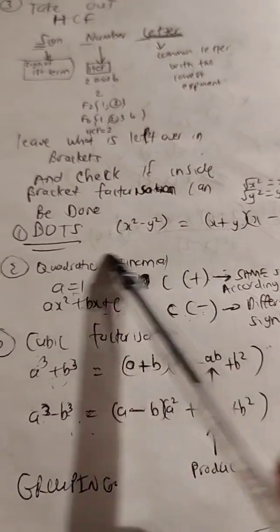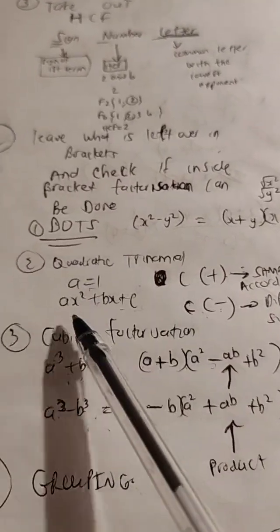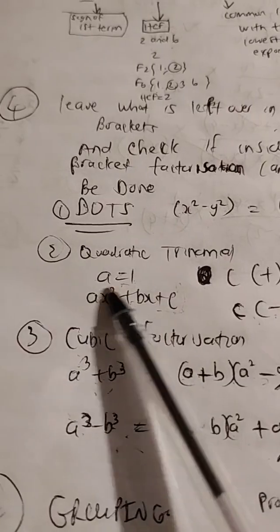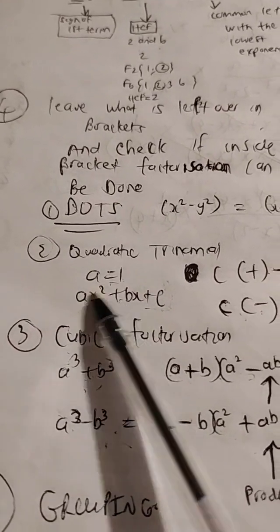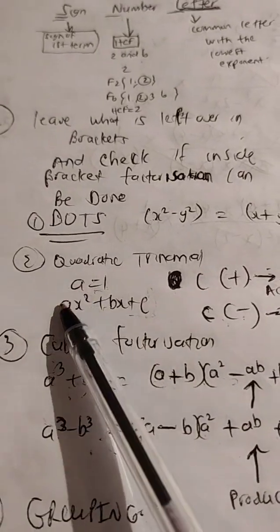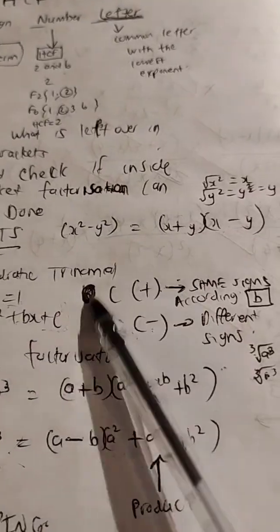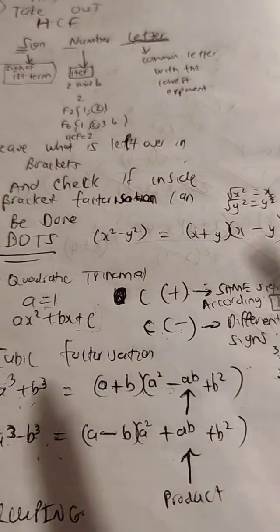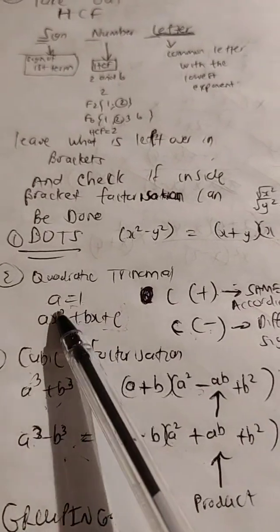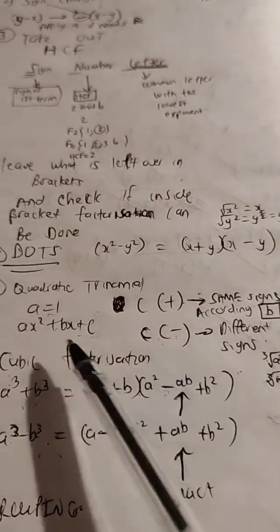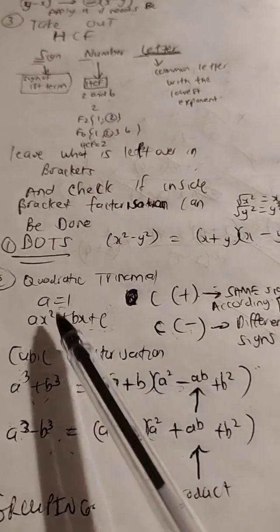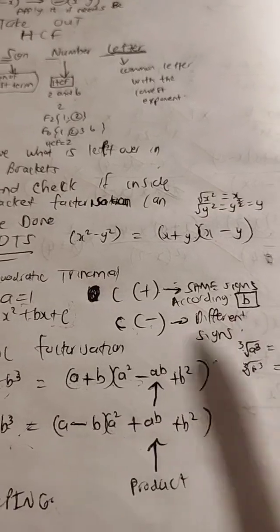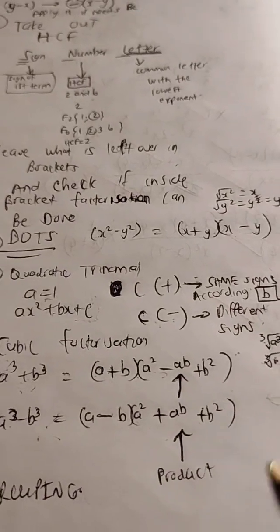Quadratic trinomial, when we are factorizing a quadratic trinomial, take note that a quadratic trinomial is an expression that has as its highest exponent for the variable a 2. So the x variable has the highest exponent as 2. If a is 1, all right, and our c value is positive, meaning the last term is positive, then we know that that means that our brackets are going to have the same signs according to the sign of b. If the last term is negative, where a is equal to 1, then we know that the brackets will have different signs, and the highest factor will take on the sign of the middle term.